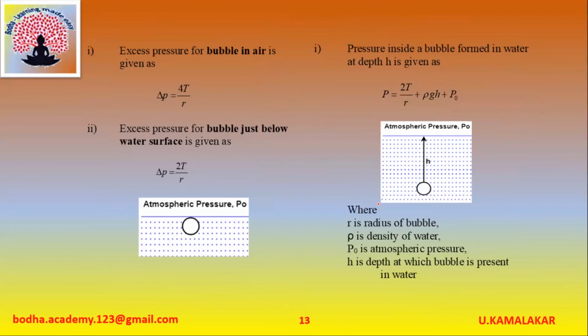Excess pressure for a bubble in air is given as ΔP = 4T / R. Excess pressure for bubble just below water surface is given as ΔP = 2T / R. Pressure inside bubble formed in water at a depth h is given as P = 2T / R + ρ g h + P0, where R is radius of bubble, ρ is density of water, P0 is atmospheric pressure, h is depth at which bubble is present in water.